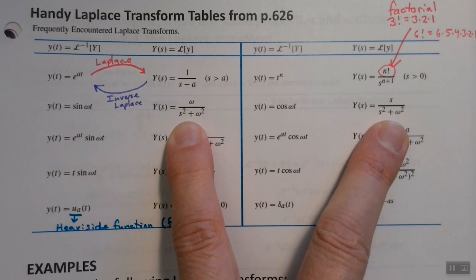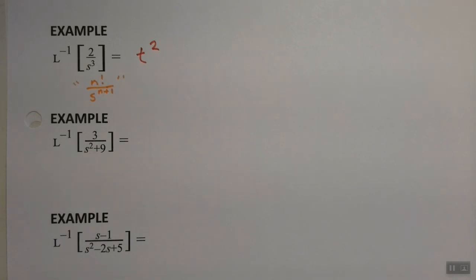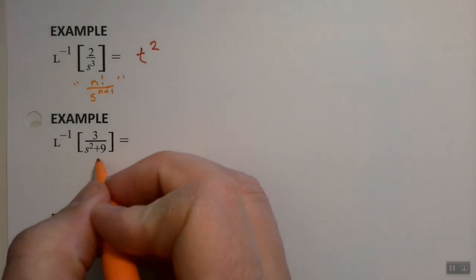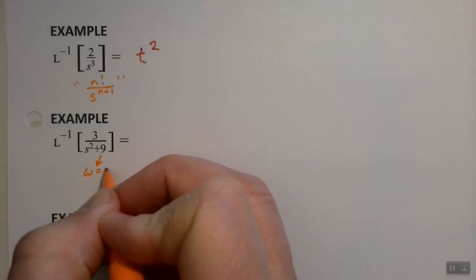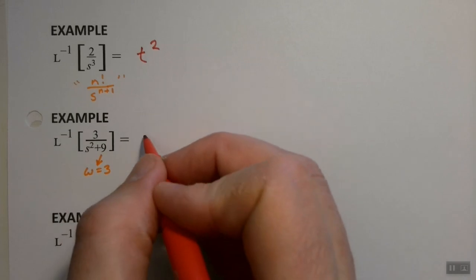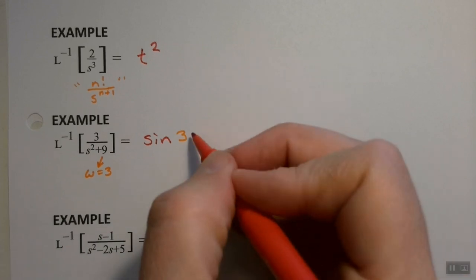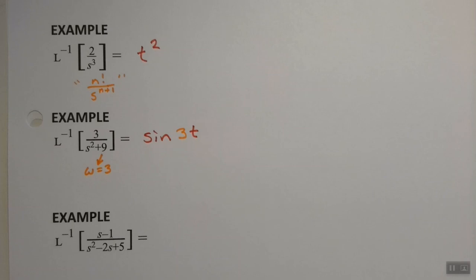Hopefully you do. The top of this one is the constant omega. The top of this one is the variable s. So in this case, we have a constant up top, which happens to be the same constant that gets squared right here. So for us, we're going to be following the rule that says omega is equal to 3 in this case. And if we apply the rule, we can see that that's really just the sine rule. So it's sine of omega, or 3, times t. So those first two, it was really just reading the table to make sense of what's going on.